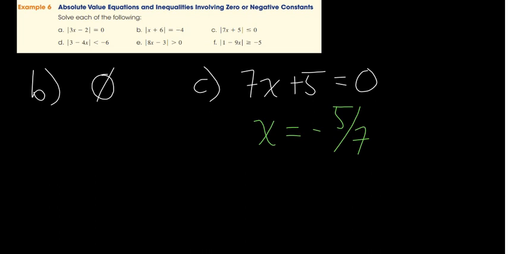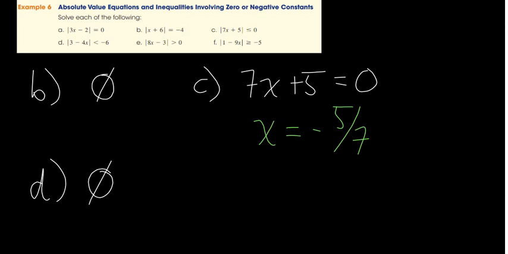Matter of fact, let's just go ahead and go to D, because I feel like that's a pretty easy one, isn't it? We have the absolute value of 3x minus 4 is less than negative 6. Well, if the absolute value of something cannot be less than 0, then we surely can't be less than negative 6, right? That doesn't make sense. So that is also going to be the empty set.